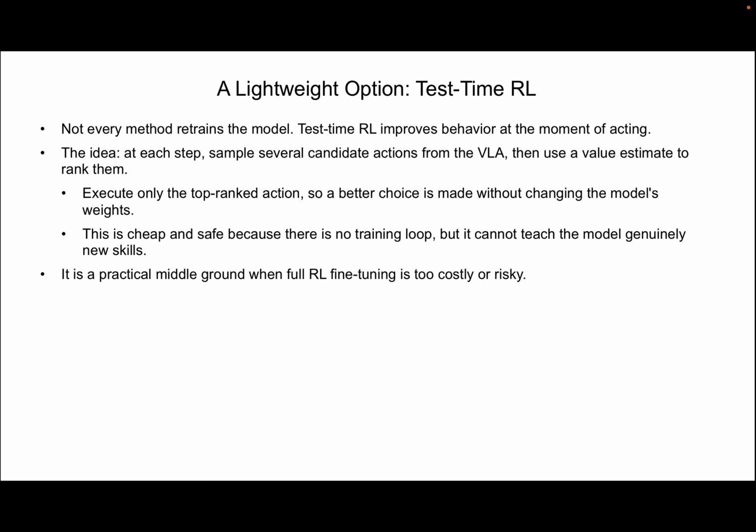Not every method retrains the model. Test time RL improves behavior at the moment of acting. The idea is, at each step, sample several candidate actions from the VLA, then use a value estimate to rank them, and execute only the top-ranked action, so a better choice is made without changing the model's weights. This is cheap and safe because there is no training loop, but it cannot teach the model genuinely new skills. It is a practical middle ground when full RL fine-tuning is too costly or risky. These days this is often called steering.